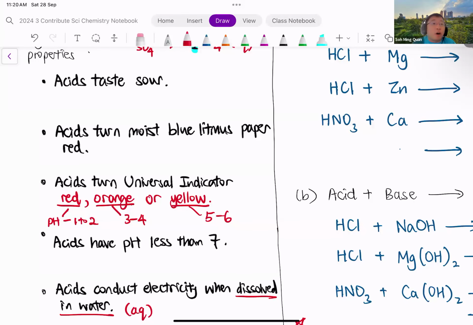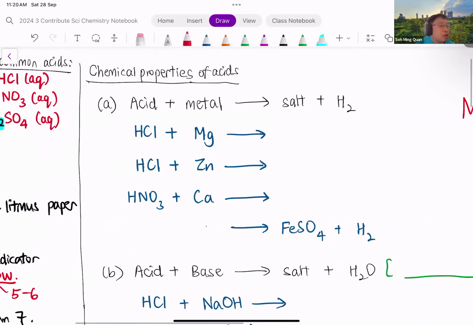Okay, so now let's move on to the chemical reactions of acids. As you may remember, there are a total of 3 different reactions of acids, meaning acids can react with this, that, and that. So 3 different reactions that we will learn. All right, so let's start with the first reaction, acid plus metal. Acid plus metal forms a salt and hydrogen gas.